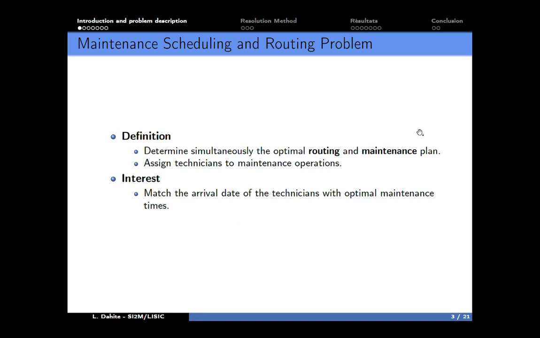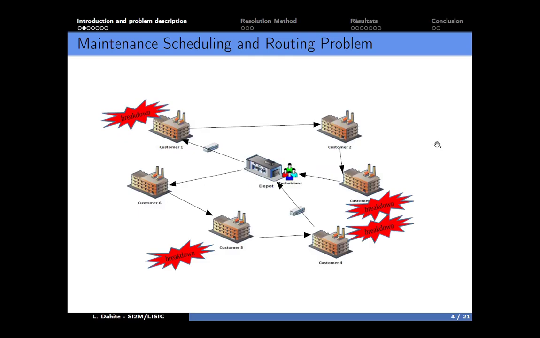Our objective, or the objective of the problem, is to determine simultaneously the optimal routing and maintenance plan, and to assign technicians to maintenance operations while trying to match the arrival date of the technician with the optimal maintenance time. In our problem, we place ourselves as a company which provides maintenance services that needs to ensure good quality maintenance at the least overall cost.